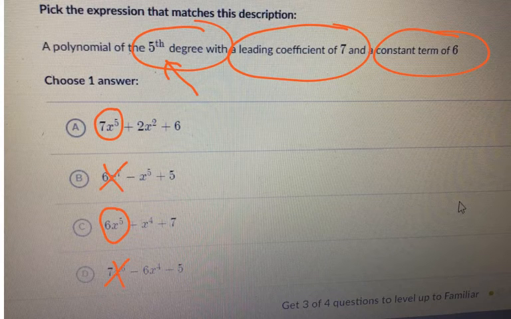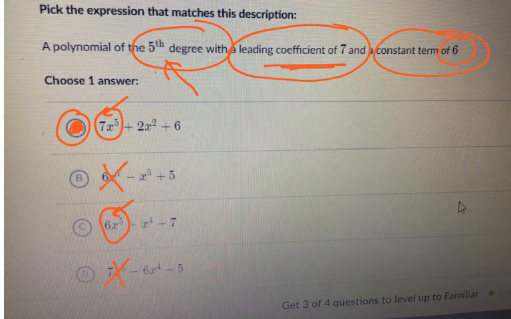This one does not. So I'm down to either A or C. The leading coefficient is supposed to be 7. Aha! That one is 7. The leading coefficient is the number in front of your variable, right? This one has a leading coefficient, for example, of 6. So I already know my correct answer is A, right?